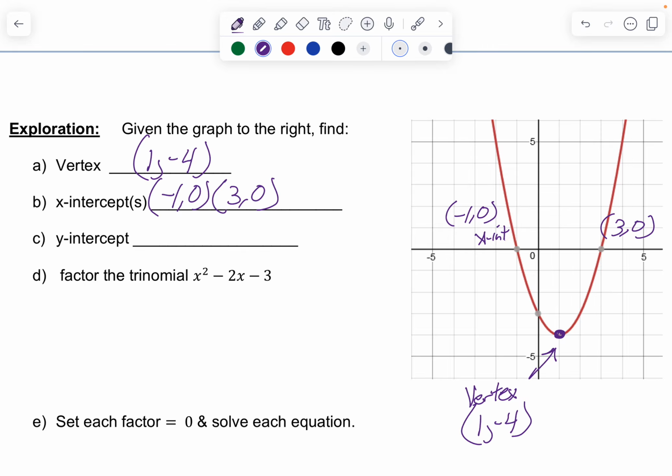The y-intercept is always going to be when the graph hits the y-axis. So if we look at our graph here, it hits it in this spot, which is at (0, -3). That's our y-intercept.